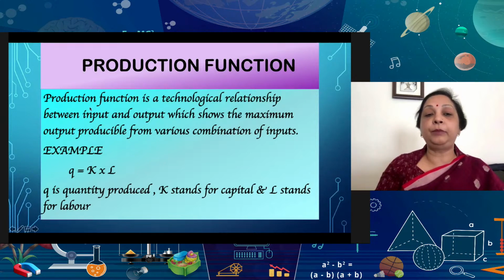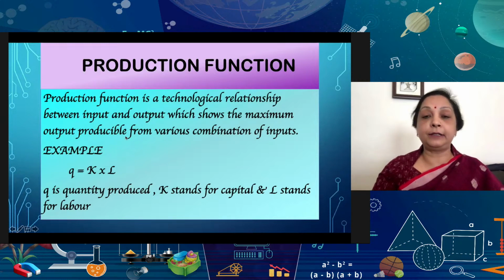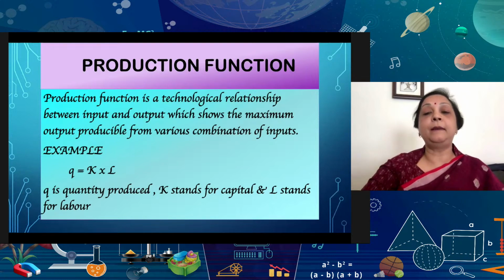So how much input will be used to produce a certain amount of output? It depends on the technological relationship. Production function gives you the maximum output producible. It does not tell you the output that will be produced. It tells you the output that can be produced. So it is telling you the maximum that is producible if you employ all the factors most efficiently. And if the technology is the same, this is the maximum output that can be produced with various combinations of input.